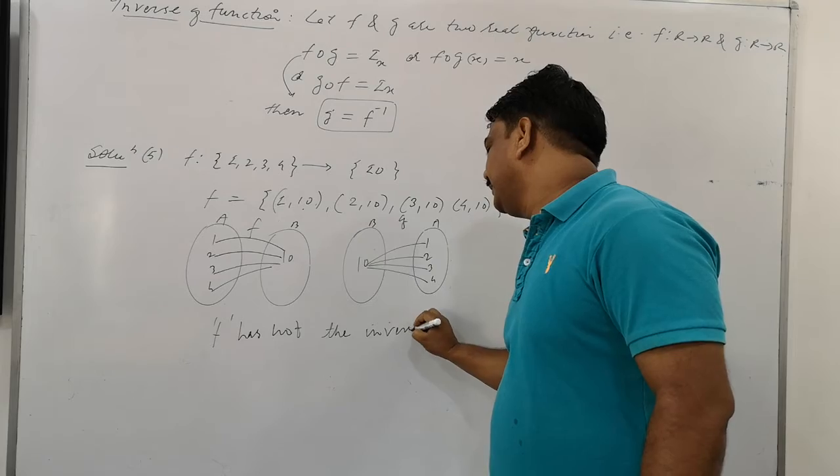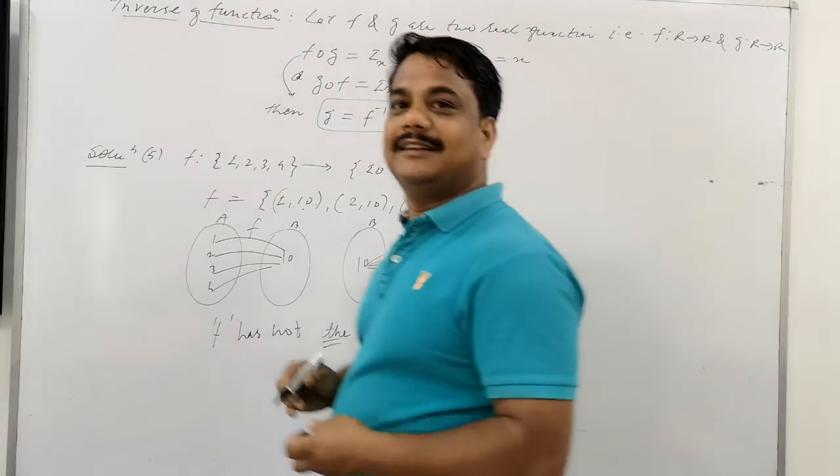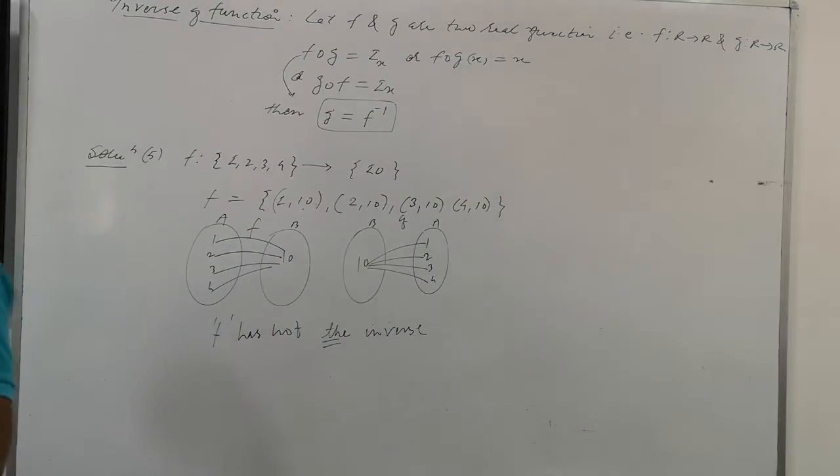Why are we writing the inverse? Because inverse is unique. It means a function cannot have more than one inverse. This is a theorem you will study later. Please write as an assignment: prove that a function has a unique inverse. The inverse of a function is unique, meaning a function cannot have two inverses. f has not the inverse.